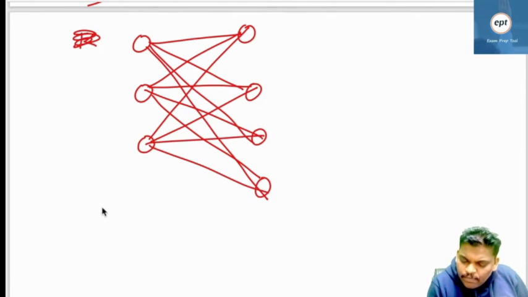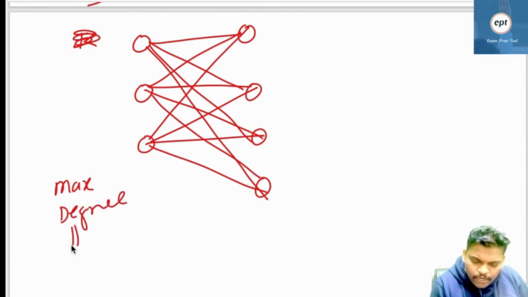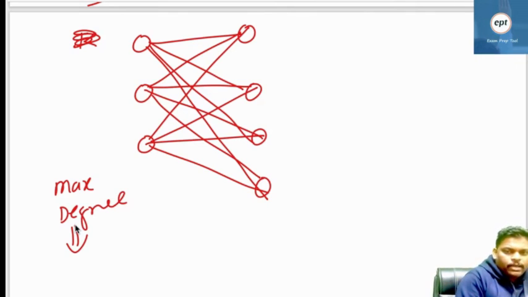Now listen. Is it a bipartite graph? Can you help me find out what the maximum degree is? Please find out the maximum degree.